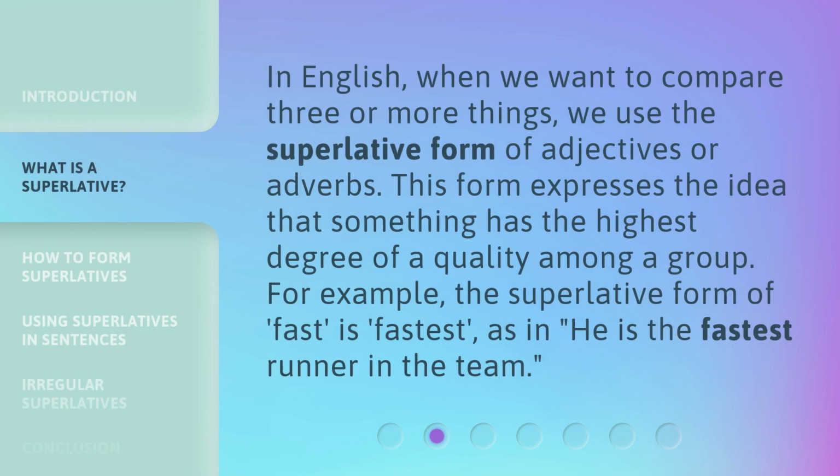In English, when we want to compare three or more things, we use the superlative form of adjectives or adverbs. This form expresses the idea that something has the highest degree of quality among a group. For example, the superlative form of fast is fastest, as in, he is the fastest runner in the team.